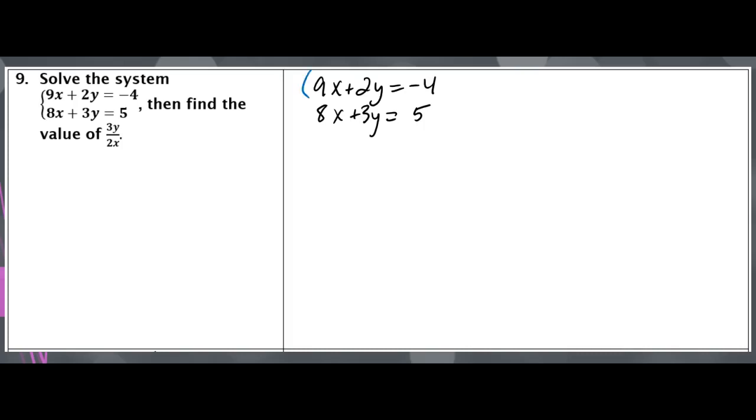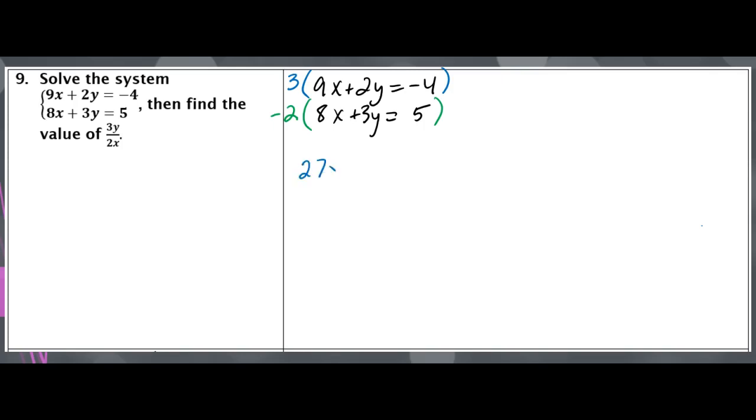I'm going to take the top equation and multiply everything by 3, and then I'm going to take the bottom equation and multiply everything by -2. So I'm multiplying each equation by the other coefficient of y, and I'm also multiplying by a negative on the bottom equation so that my numbers will cancel. So here's what that's going to look like.